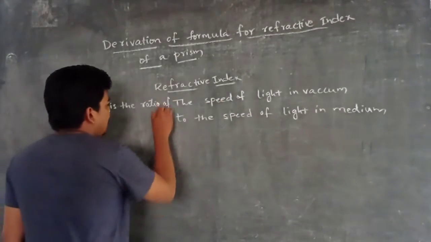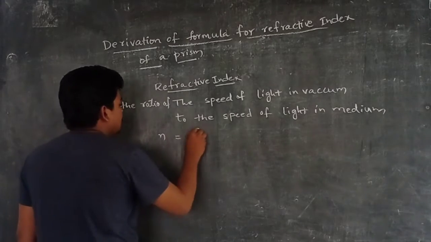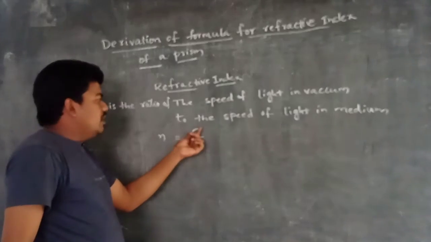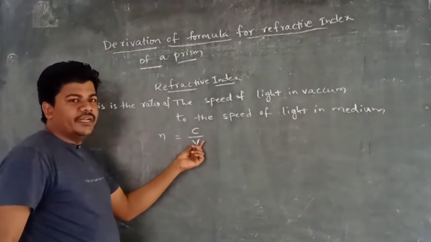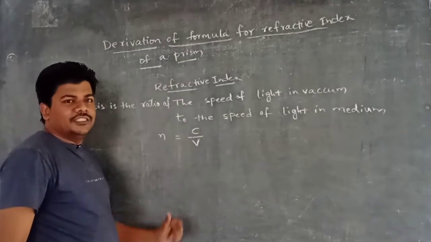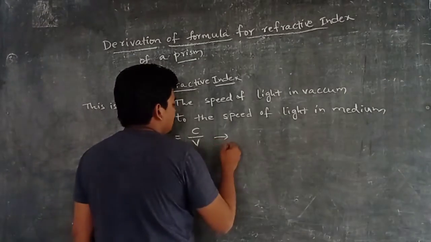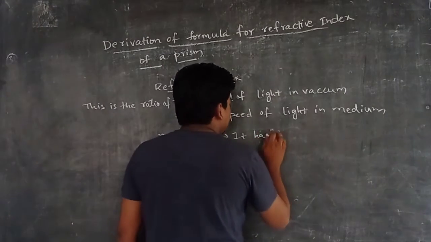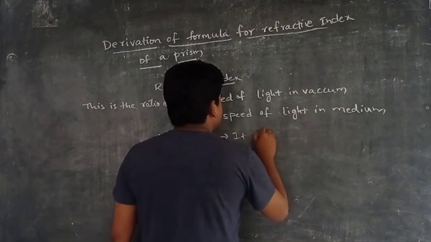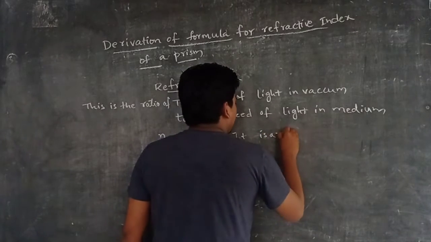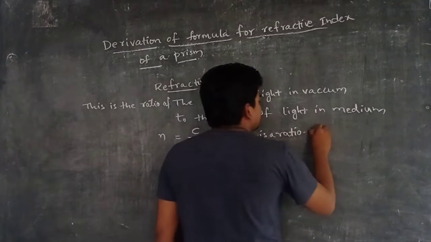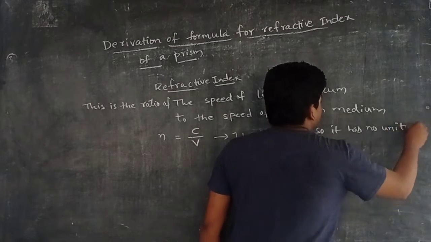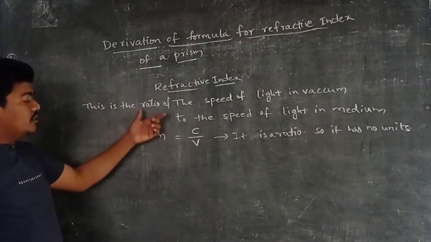It is indicated with the letter n. n is equal to c by v. The ratio of the speed of light in a vacuum to the speed of light in a medium is said to be the refractive index. It is a ratio, so it has no units. So this is about the refractive index.